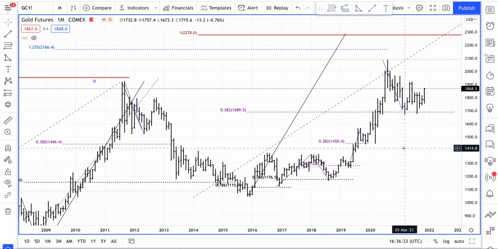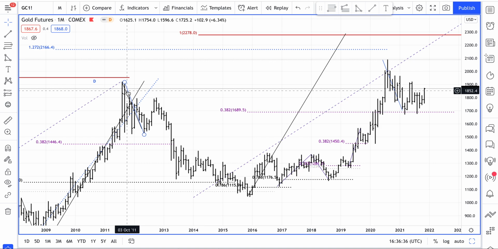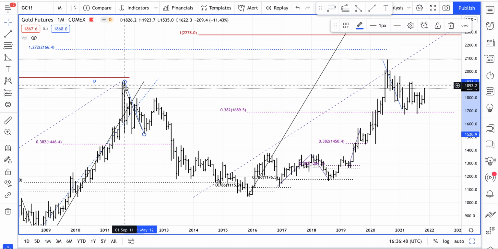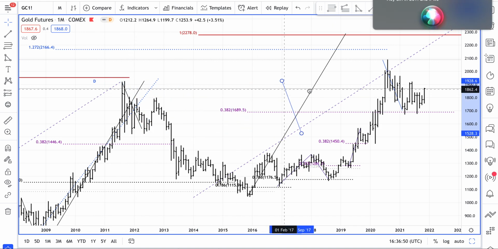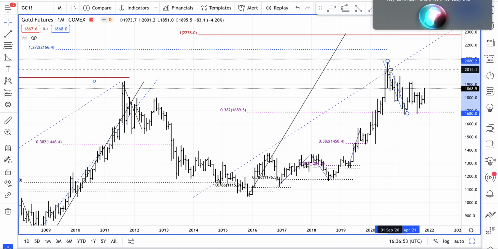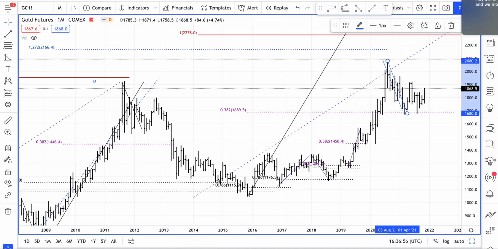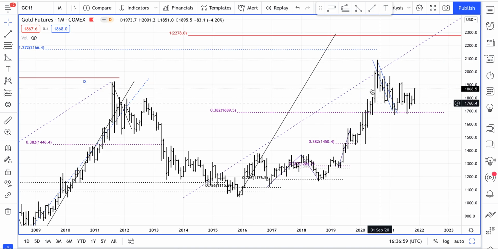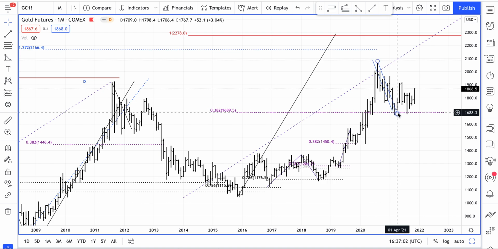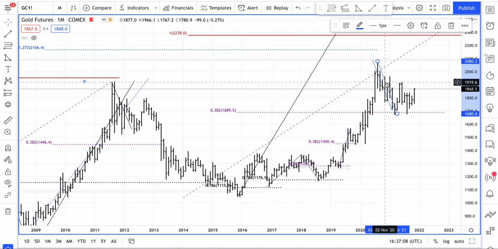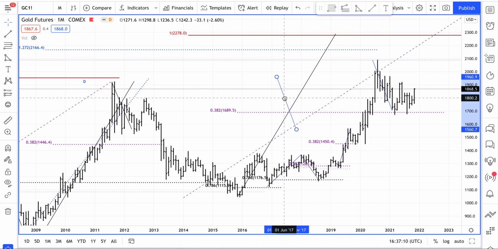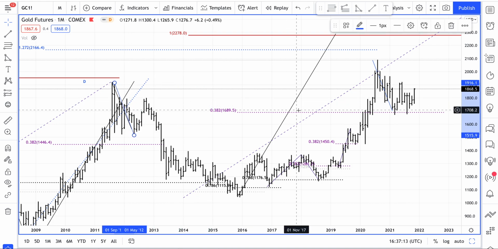That's really important. Also, what we see is that this blue line drawn is the correction which took place in 2011. And if we copy this and move it to here, we see that it coincides with this level here. So again, what it shows is that this level of 1689 or 1690 is very important. So price must hold that.